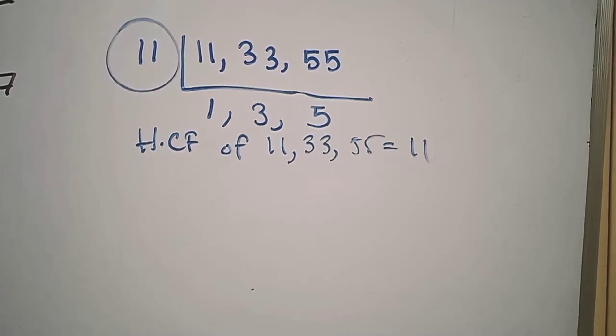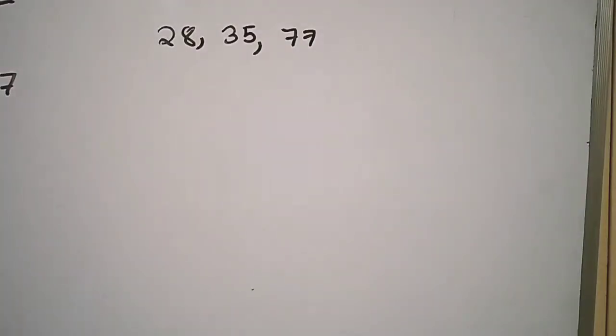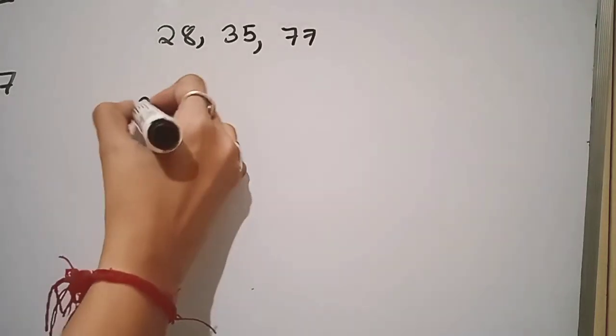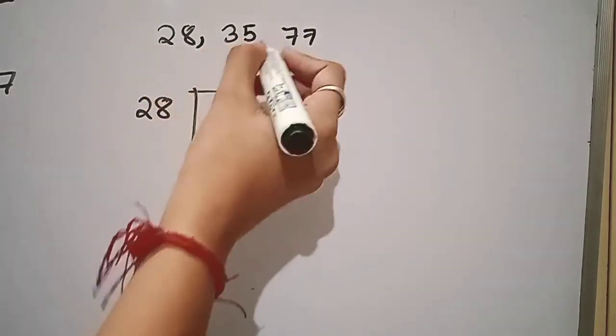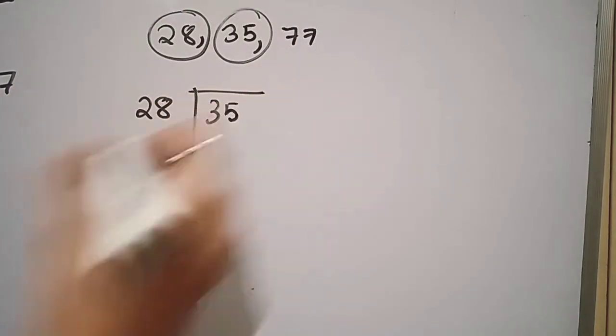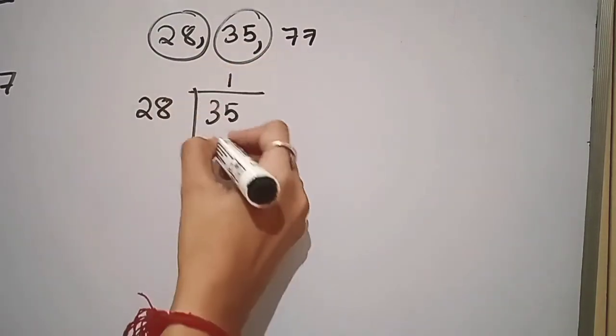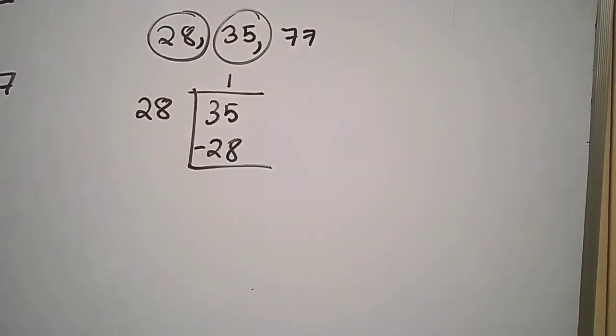Now the last question was 28, 35 and 77. I am trying to do this sum using the division method, so that it will help you. I will divide two numbers first. I am taking 28 and 35. I can see that 7 divides both, 7 fours are 28.